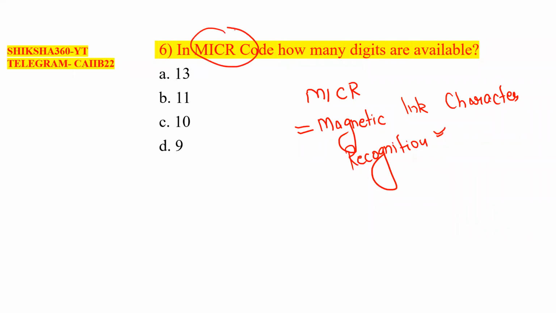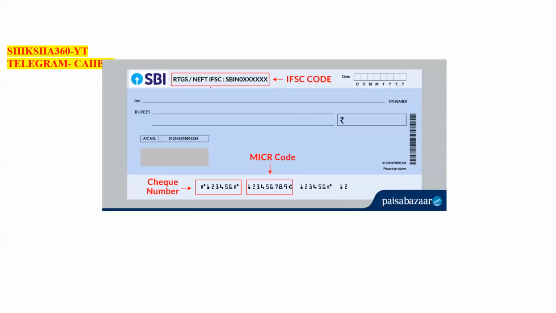This code is present on the cheques. It is a 9-digit code. I will show you one image that I took from Google. It is a cheque of SBI. This is the account number. This is the cheque number. This is the MICR code, and it is a 9-digit number.